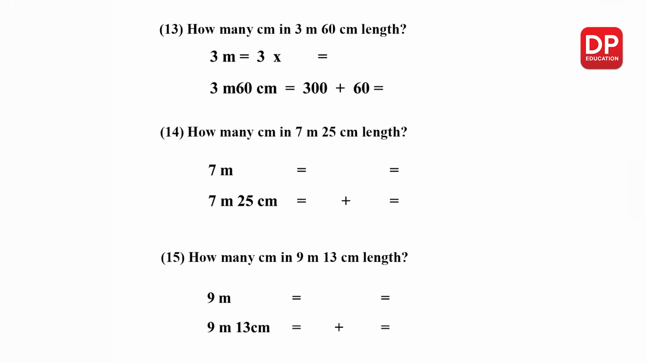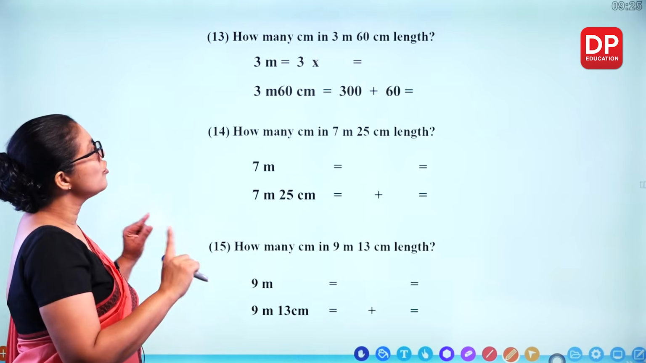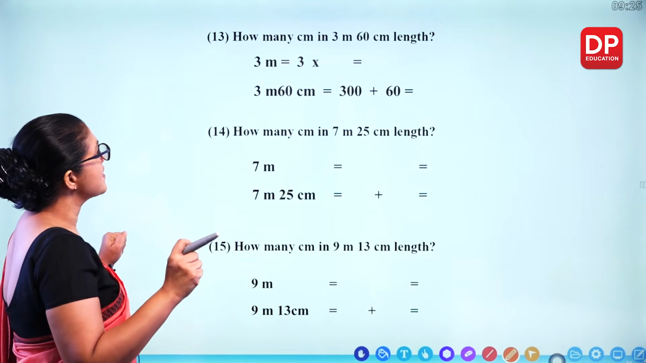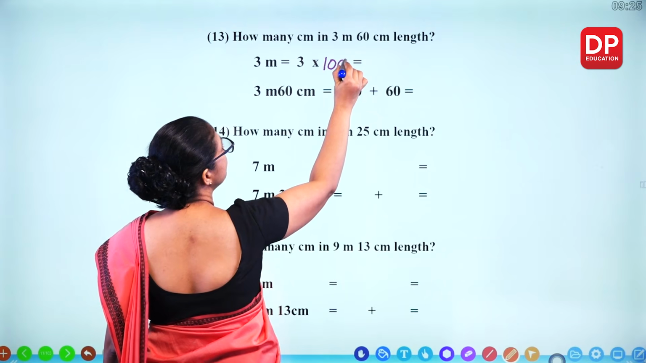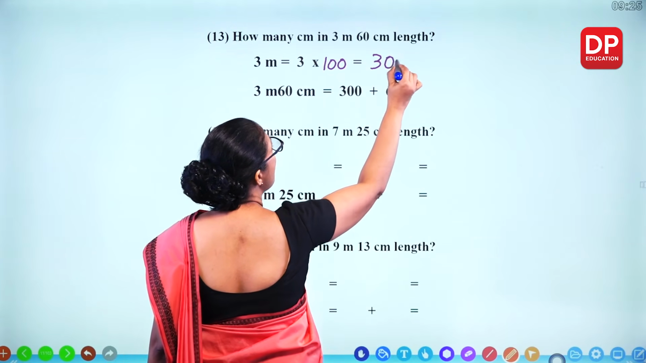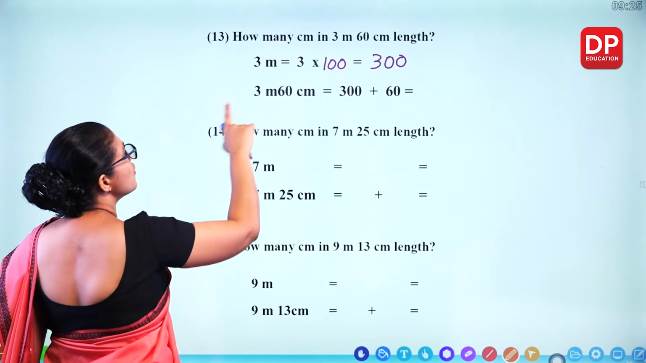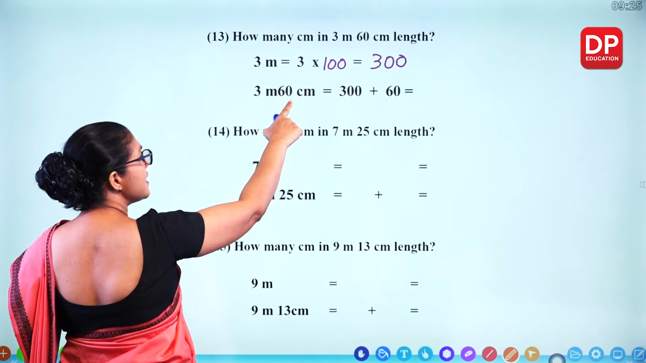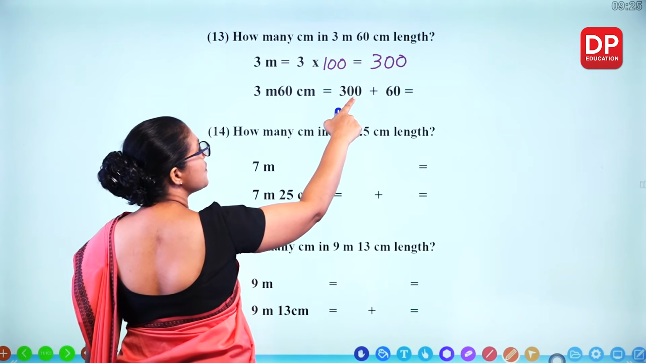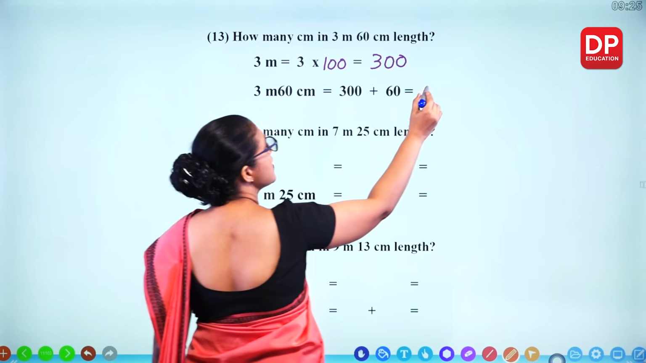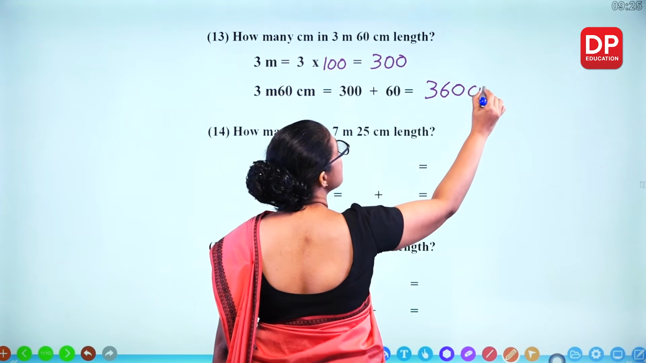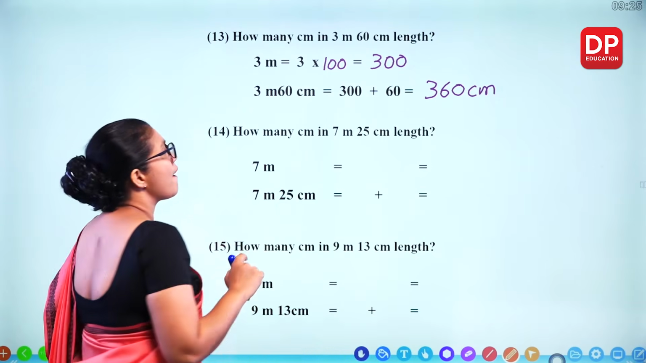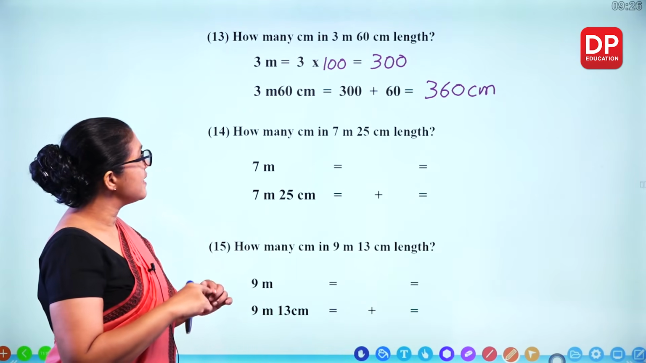How many centimeters in 3 meters 60 centimeter length? So you get meter as well as 60. So what does 3 meters mean? 3 times 100. That's 300 centimeters. So 3 meters and 60 centimeters means 300 plus 60, 360 centimeters altogether.